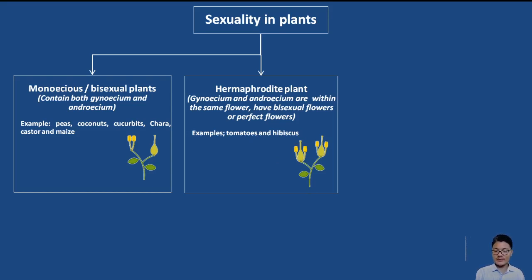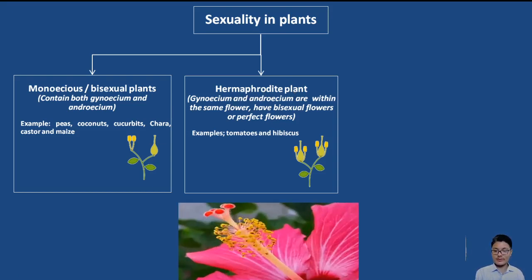Hibiscus or China rose is very popular, right? So a perfect flower is there in the hibiscus, and hibiscus is hermaphrodite, having both the male and female reproductive organs. You can see here that these yellowish-headed tiny structures are stamens, and at the center we have the female reproductive structure, the pistil or carpel.